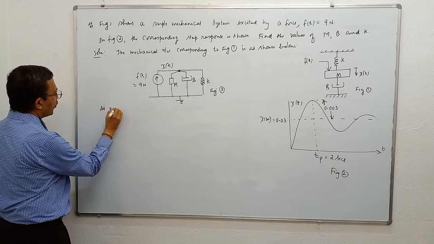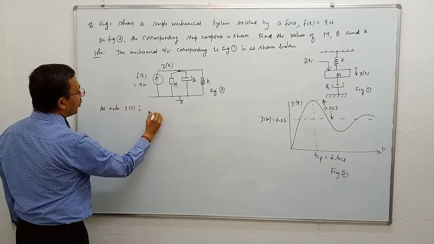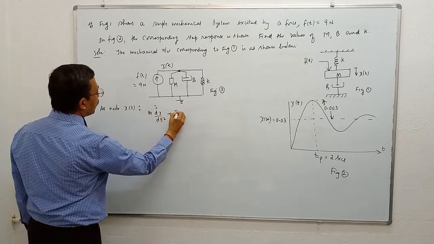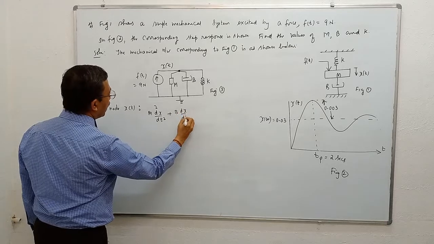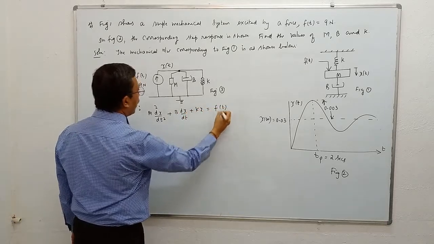At node x of t, M into d square x by dt square plus b into dx by dt plus k into x is equal to f of t.